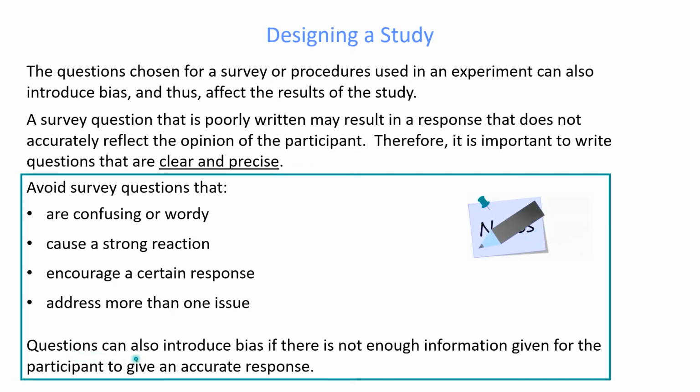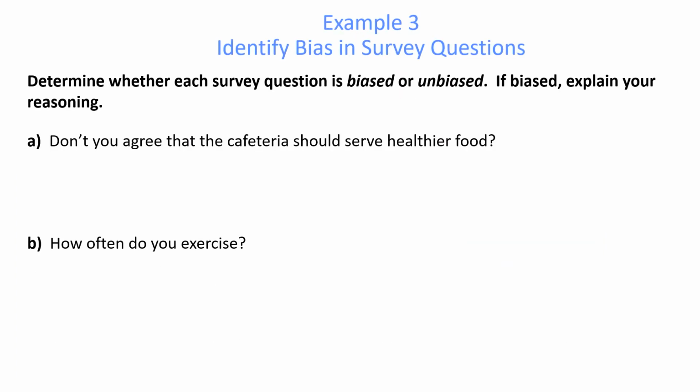The questions can also introduce bias if there is not enough information given for the participant to give an accurate response. Now, for example 3, we want to determine whether each survey question is biased or unbiased. If biased, we want to then explain our reasoning.